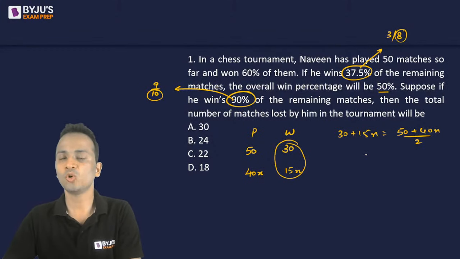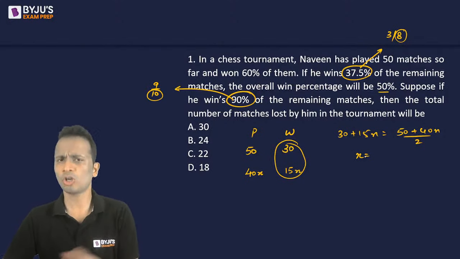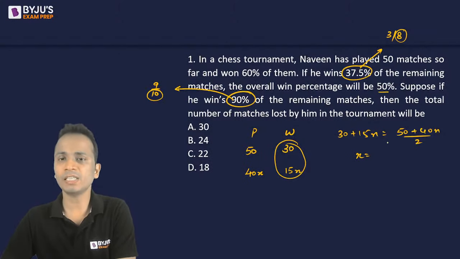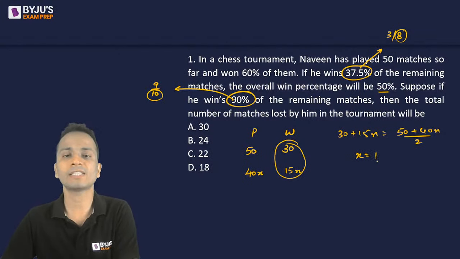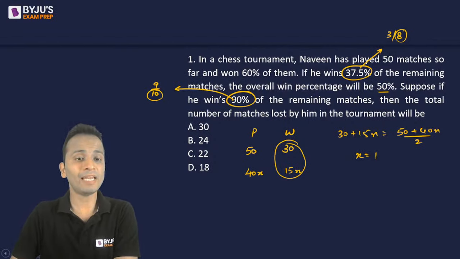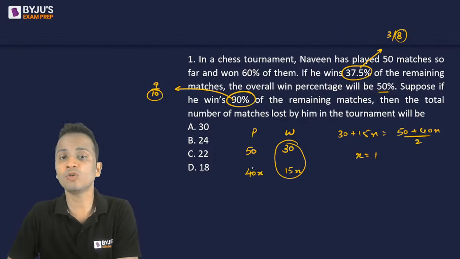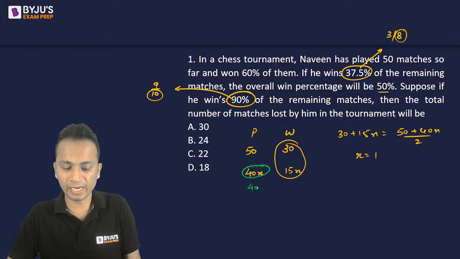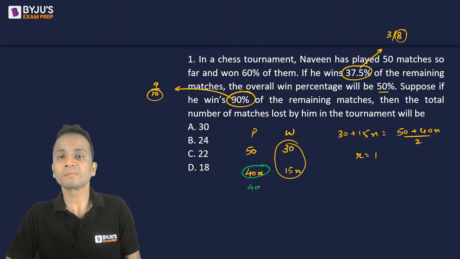All right. So from here, I can say that upon solving this, cross multiply and then take x on one side. Upon solving this equation, I'll get the value of x as 1. Now, if the value of x is equal to 1, then the remaining number of matches will be 40. Okay, so this will be the remaining number of matches, right?